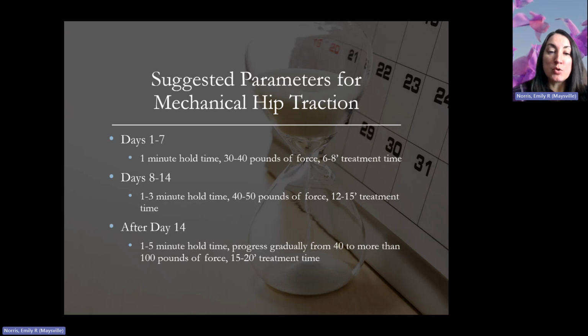And after 2 weeks, you could go up to 1 to 5 minutes of a hold time, gradually increasing from 40 pounds to even up to 100 or over, which is a whole lot. So be careful. And the treatment time would be up towards 15 or 20 minutes. Always assess and be very careful, slowly adding the weight.